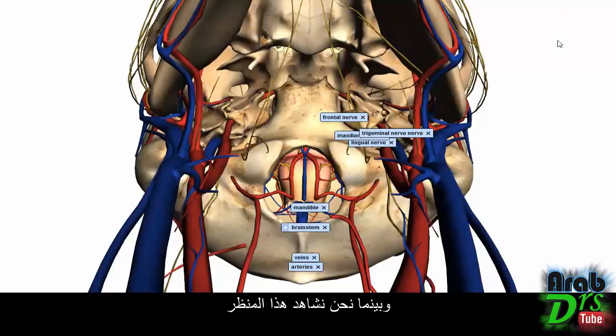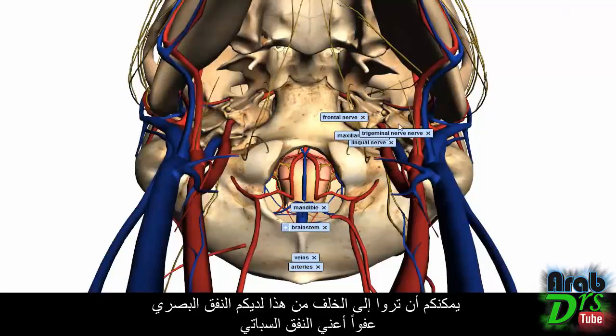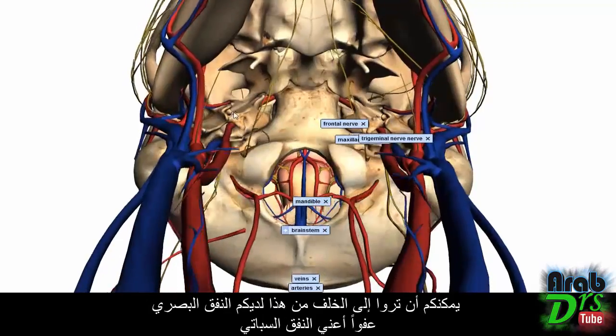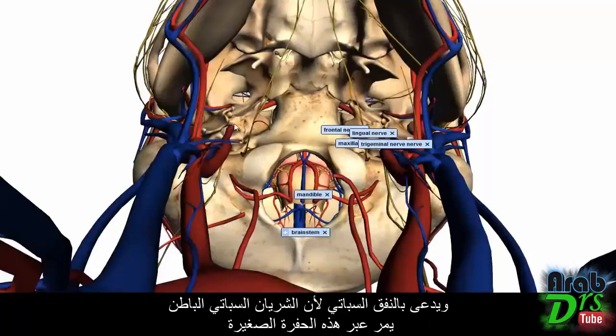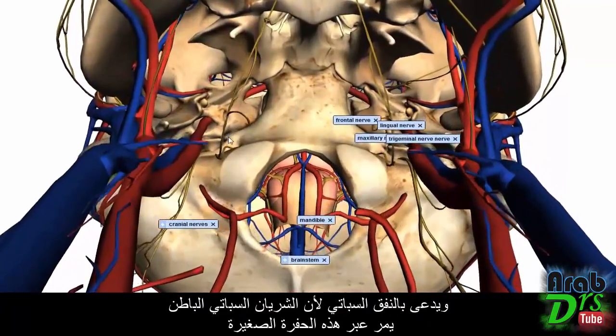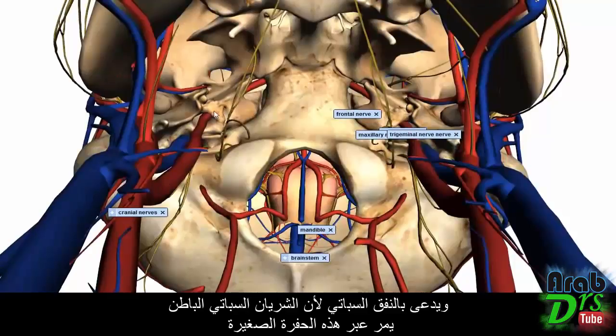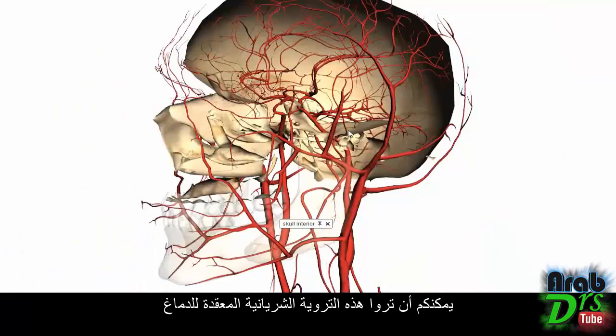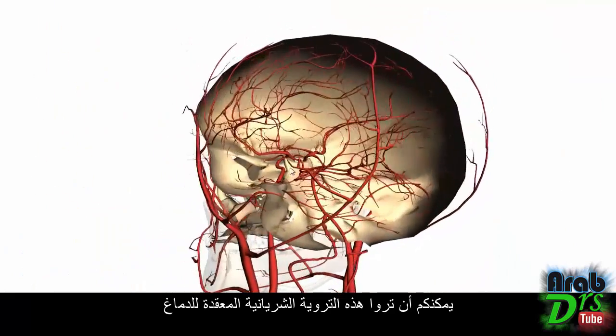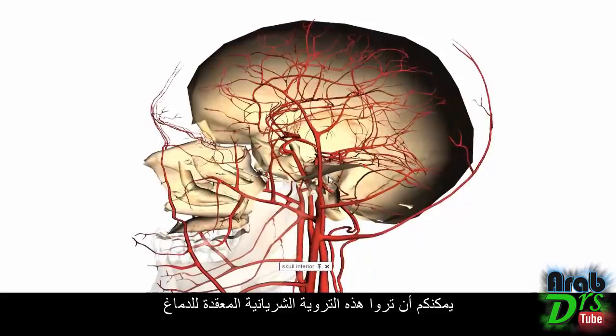While we're in this view, you can see just posterior to this you've got the, sorry, what am I talking about? The carotid canal. It's called the carotid canal because the internal carotid artery passes through this little hole, and then it joins the circle of Willis at the base of the brain. So you can see this complex arterial supply to the brain.